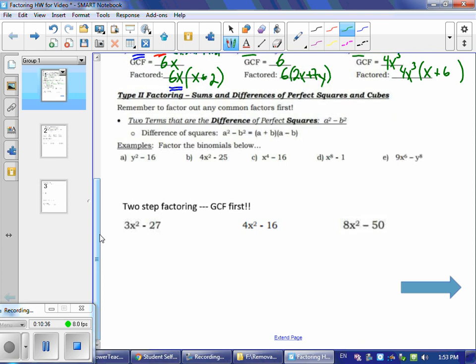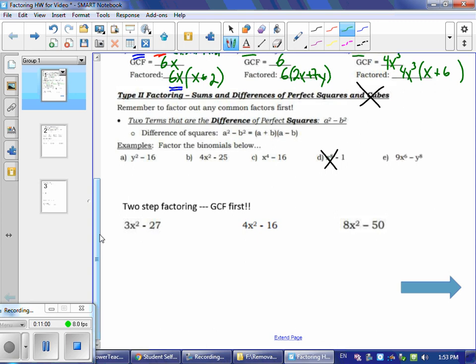So type 2, factoring. Sums and differences of perfect squares and cubes. We're actually going to skip the cubes part. We're going to worry about that later. So for right now, we're just going to cross that off. And let's see, letter D is an example of a perfect cube. We're going to skip those.